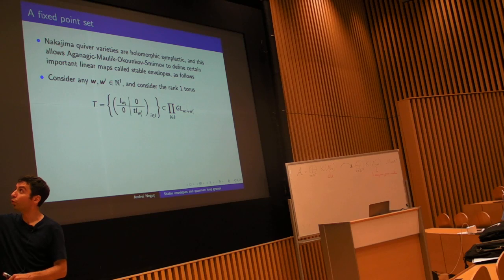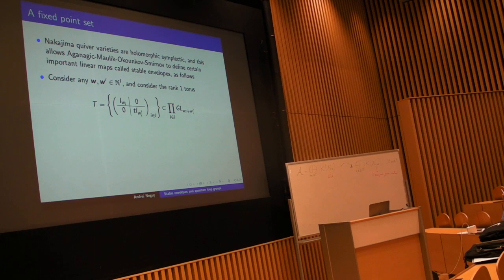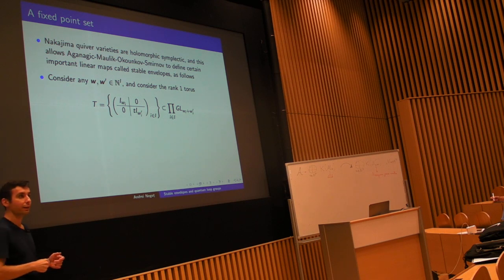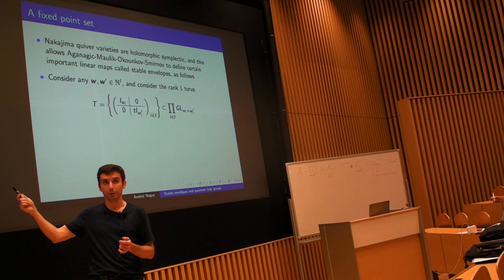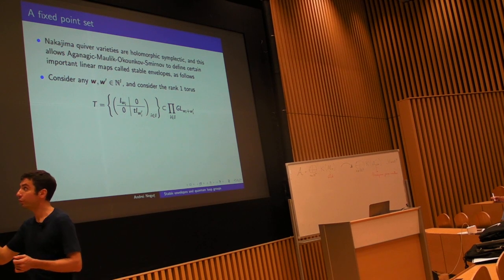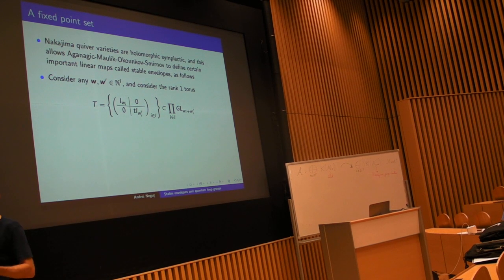And I want to draw your attention to the fact that these GLs are the opposite of the GLs that we saw in the definition of quantum varieties. Those were GL_V. This one is GL_W. It is the general linear group corresponding to the other vector space. Now, the definition of this rank one torus is quite easy.